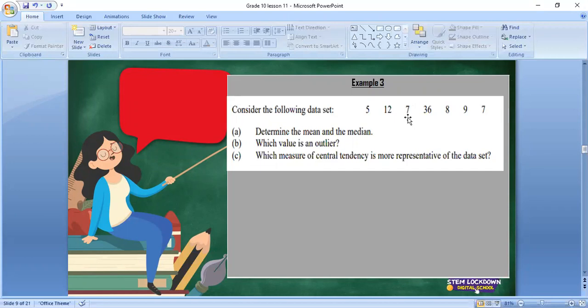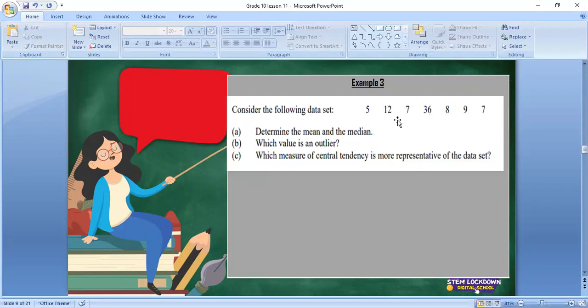The mean is the sum of the data divided by the number of data values. We add all of them together and divide by how many there are, which is 7. That gives us the mean. Then, how to find the median? You need to rearrange your data in ascending order, starting from the lowest, which is 5, then 7, then 7, then 8, then 9, then 12, then 36. Then we try to get the middle number.